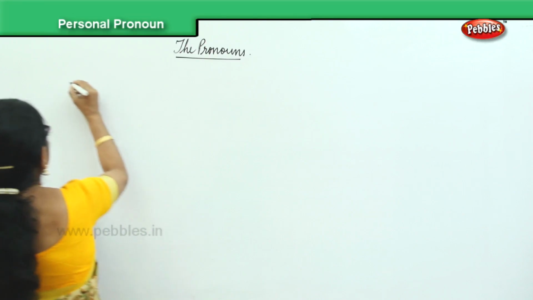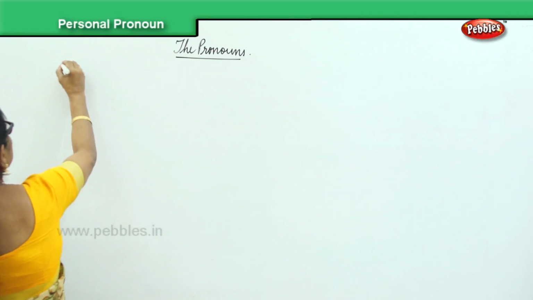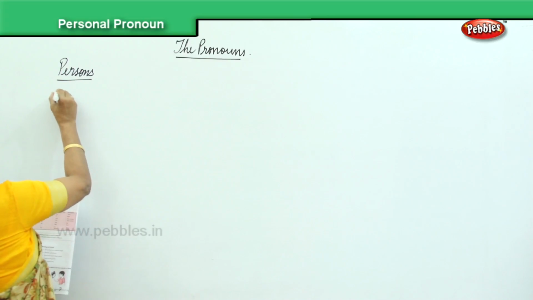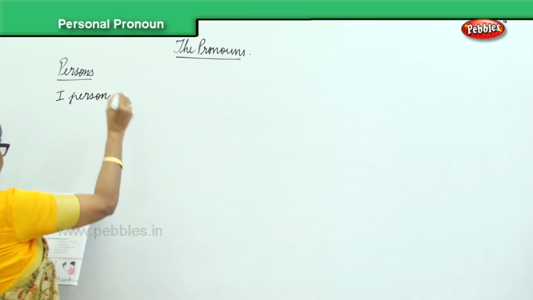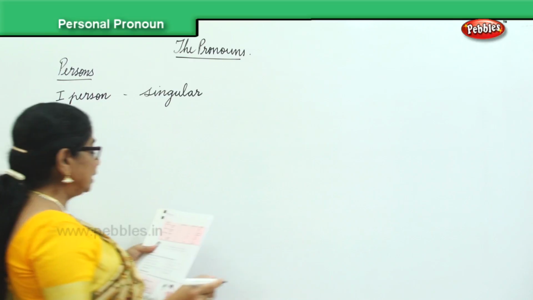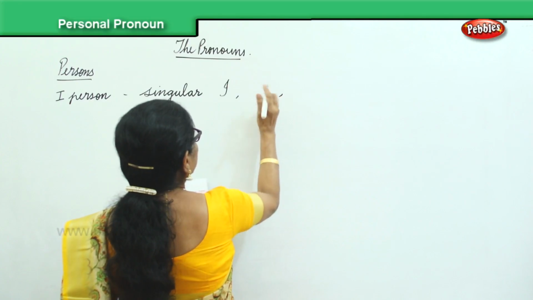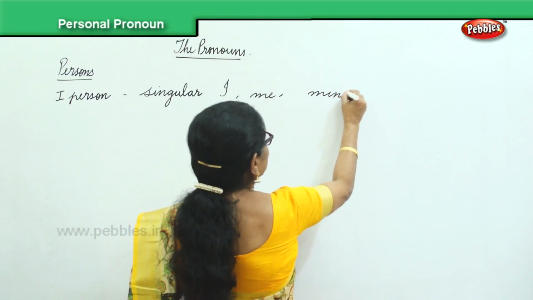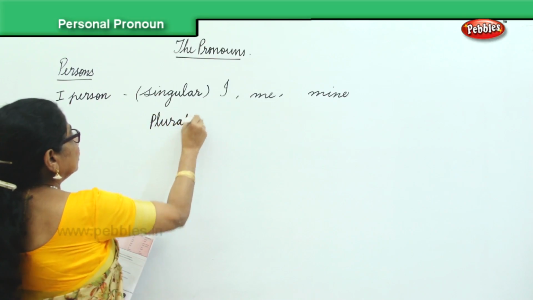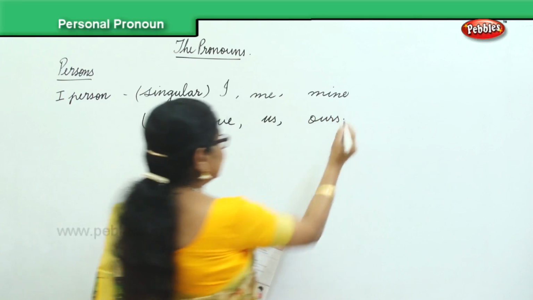Now, persons. We're talking about personal pronouns. For now, we're going to talk about the first person, singular. When you say first person singular, you will say I, me, mine. Then when you say first person plural, we'll say we, us, and ours. Just for you to remember all this.